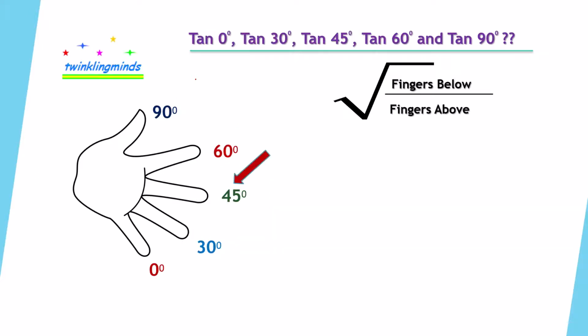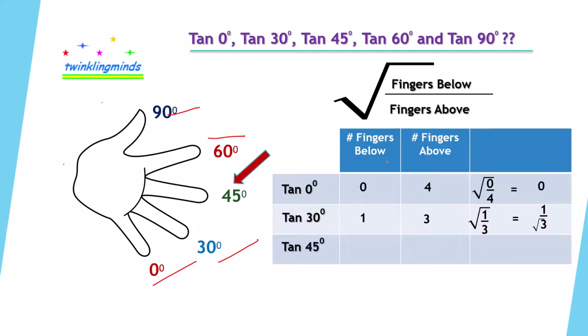Next, move to 45 degrees. 2 fingers below, 2 fingers above. 0, 30, 2 fingers, and above 1, 2, 2 fingers. So what will be the value of tan 45? Both are same. So it is 1.